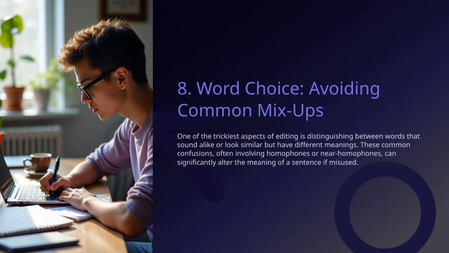One of the trickiest aspects of editing is distinguishing between words that sound alike or look similar but have different meanings. These common confusions, often involving homophones or near homophones, can significantly alter the meaning of a sentence if misused. For example, words like their and there, or accept and except can easily trip us up. It's crucial to pay close attention to these words because using the wrong one can change the entire message you're trying to convey. This is why careful word choice is so important in editing.